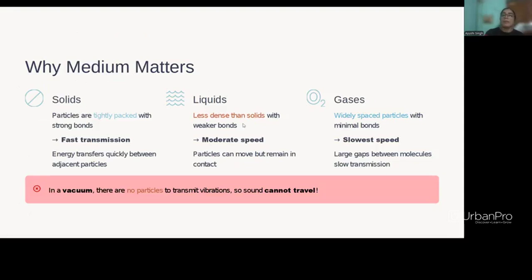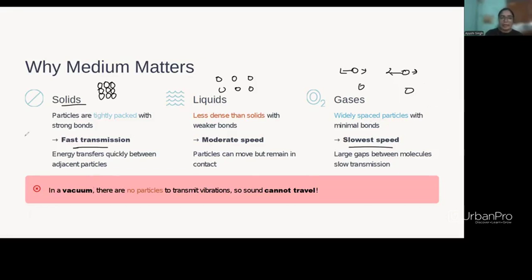Okay. Now, why medium matters. We have already discussed that solid particles are very closely packed, arranged in this kind of form, very closely arranged and having a strong force of attraction between them. So solids have the fastest transmission. Now, as the particles move further apart, there is lesser and lesser vibration being passed, or the vibration is being passed very slowly to each particle, and that's why the speed gets slower.